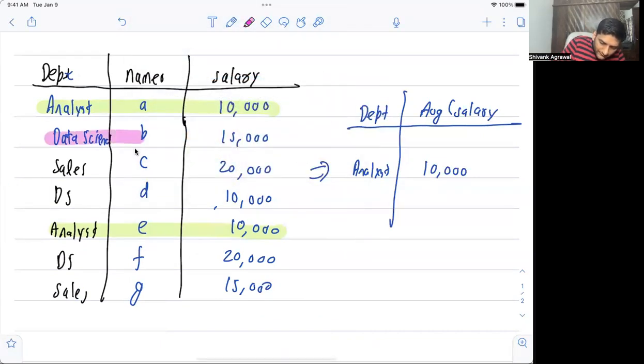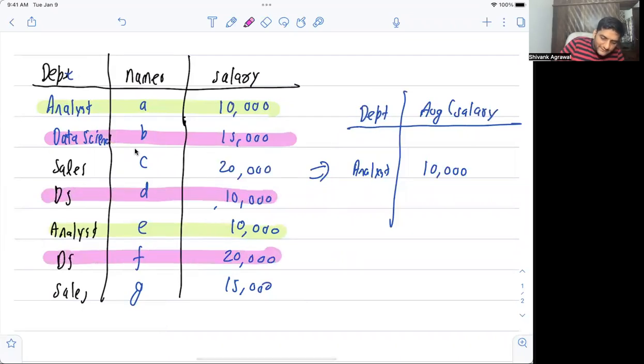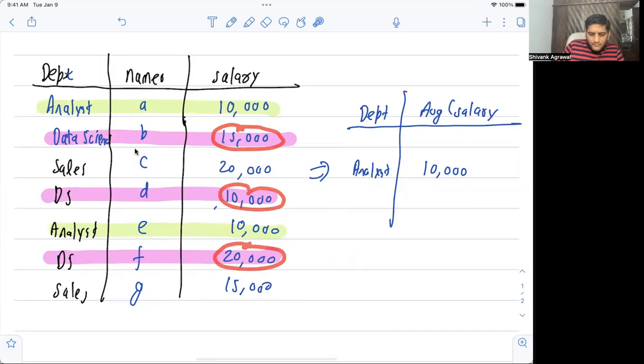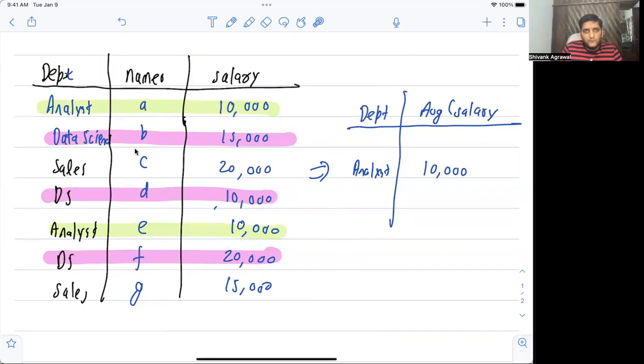Then after that, you have some other salaries also. For example, you can see you have data science ka salary. This is data science ka salary. This is data science ka salary. So if you count it up, this will be 15,000 plus 10,000 plus 20,000. Can you just add it up? It will be 30,000, 45,000, 45,000 by 3, which is 15,000. So for a data science role, you may have 15,000 as the average salary. If I'm doing some calculation mistake, then please pardon me for that.